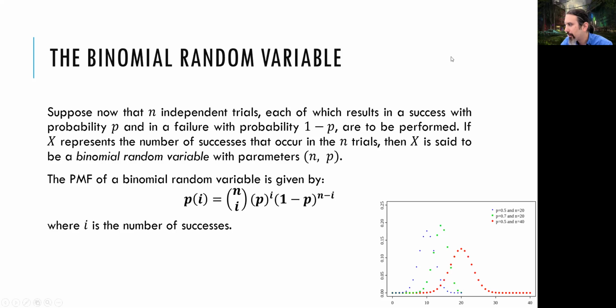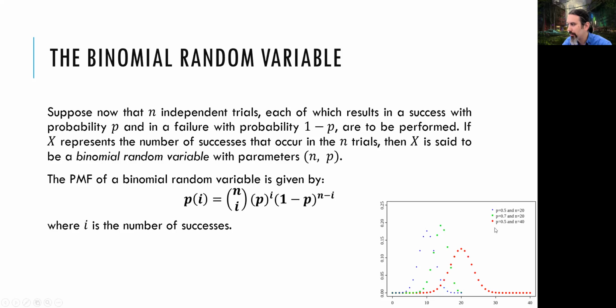For example, let's start with comparing blue and green. They both have the same number of trials, 20. But the green one has a higher success rate. So the higher success rate yields more probable successes, more successes on the right-hand side. So as you can see, for example, with the blue one, getting a success number of 10 has about a probability of 0.18, and then it drops. This is the most we can get, 0.18.